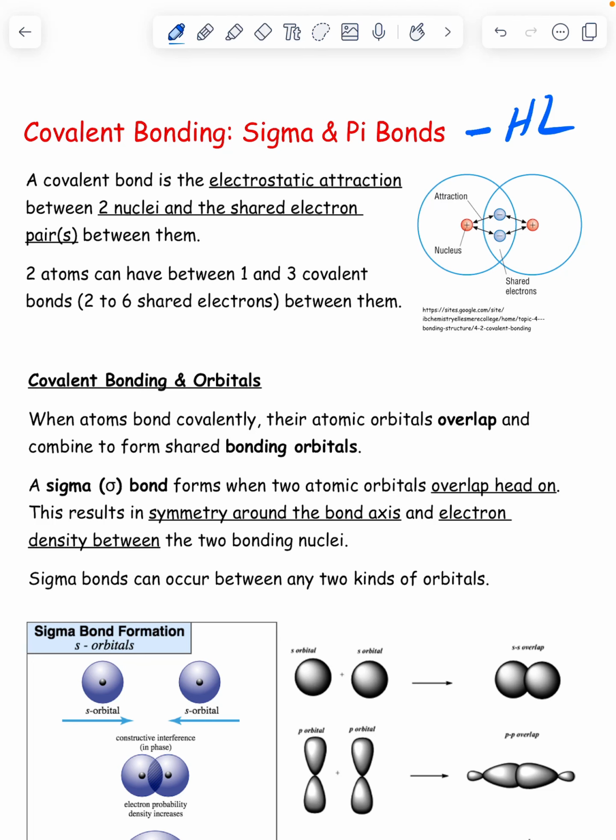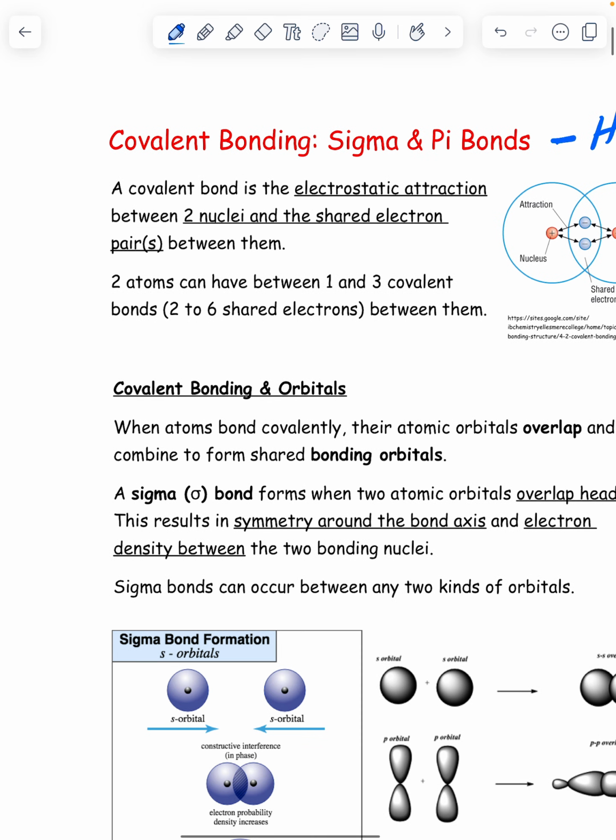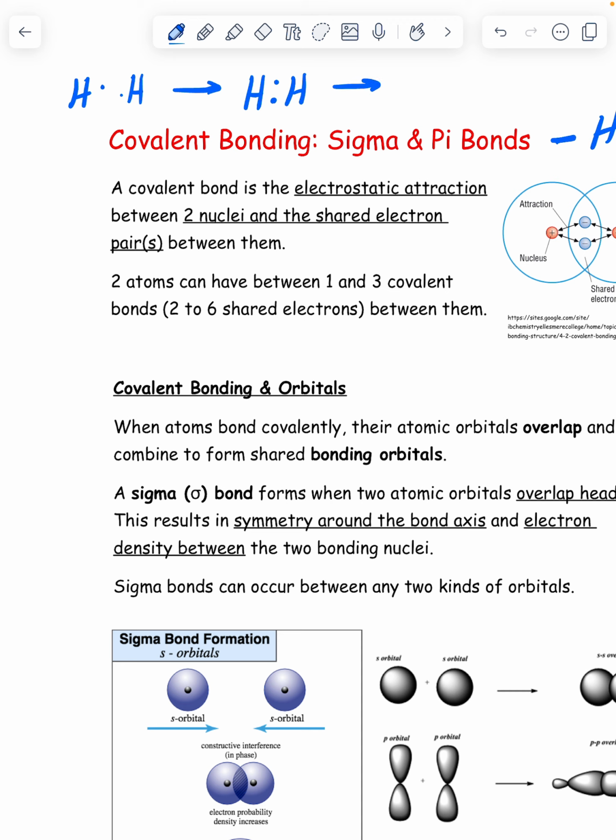Okay, so sigma and pi bonding. When we look at covalent bonding with Lewis structures, we really simplify the model of electron configuration that we've learned previously. So when you draw a molecule of hydrogen, you usually think of hydrogen with a dot and this hydrogen with a dot, and then you can put them together and show that they have a pair of electrons shared between them, and usually then we draw it as a line.